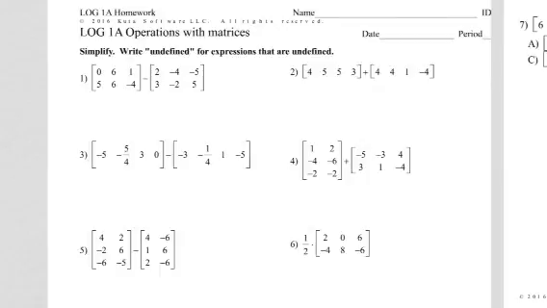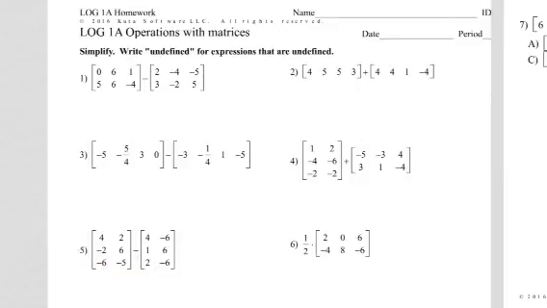Alright, number 4. This one's a 3 by 2 plus a 2 by 3. Not the same. So you can't do it. Alright, so here's another subtraction. 4 minus 4 is 0. 2 minus negative 6 is a positive 8. Negative 2 minus 1 is negative 3. 6 minus 6 is 0. Negative 6 minus 2 is negative 8. And negative 5 minus negative 6 is a positive 1. So check it with your calculator.